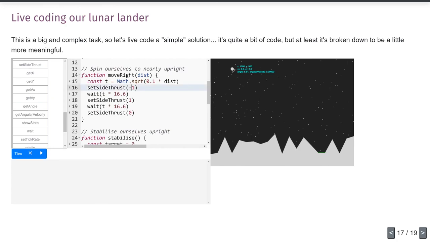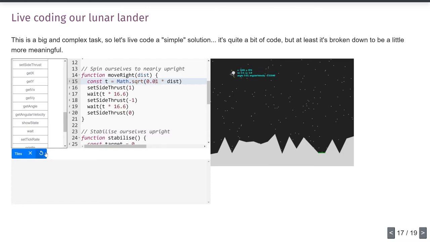I've clearly got these the wrong way around because I'm trying to move left. Let's try that again. And stabilize itself. Oh no, that looks like I went way too far, didn't I? Or was it 0.01? So let's just bring that parameter down a little bit. Yes, it was 0.01. And I'm almost in the right spot.